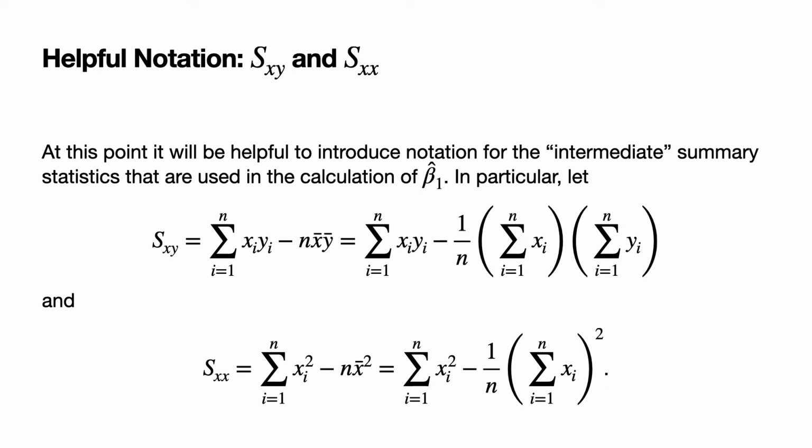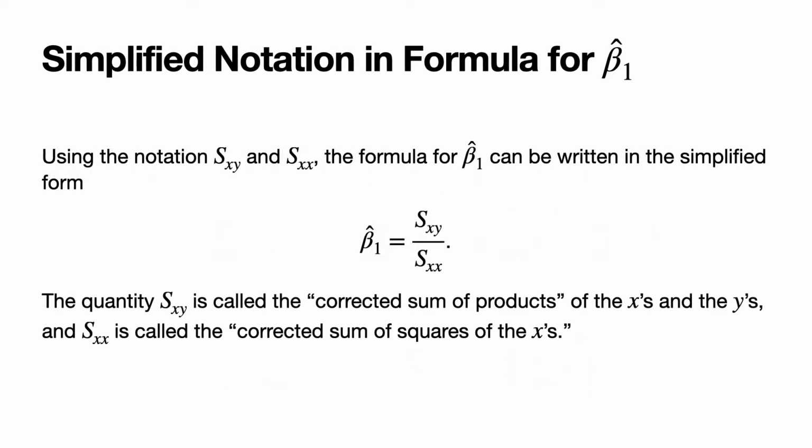And again, it may not be clear, but this is actually a shorthand or computational formula for the corrected sum of squares of the x's. So using the notation S sub xy and S sub xx, the formula for beta 1 hat can be written in the more simplified form shown here. Beta 1 hat equal to S sub xy, which again is the corrected sum of products of the x's and the y's, divided by S sub xx, which is the corrected sum of squares of the x's.